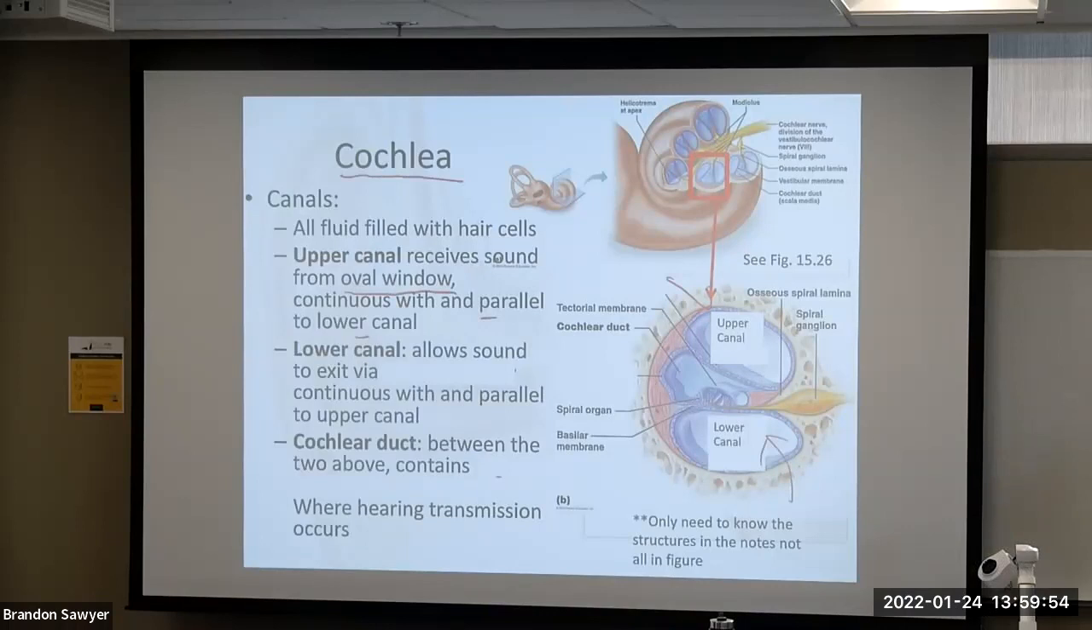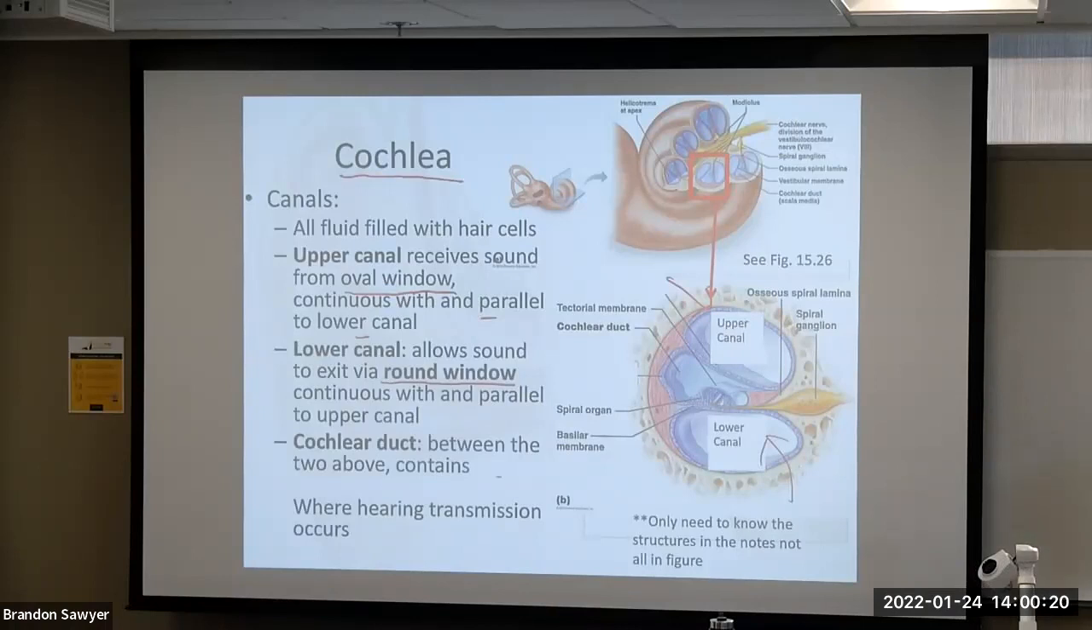And that one's going to connect to a structure that we didn't mention on the other labeling slide because we hadn't talked about it yet, but it's called the round window, which is the exit point of sound from the internal ear. So sound goes in the oval window, through this whole cochlea and then exits out the round window. Okay, so that lower canal allows sound to exit via the round window.